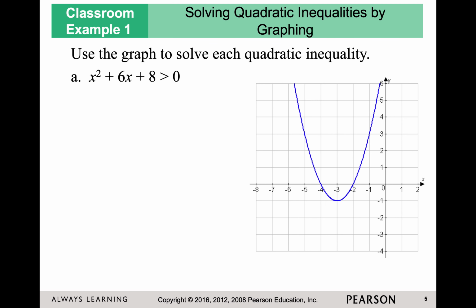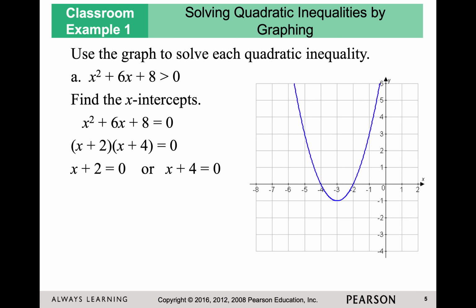If I'm looking at a graph and I want to solve a quadratic inequality graphically, I'm asking myself, where is this value going to be greater than 0? The way I'm going to approach that is like solving if it was equal to 0. I'm going to find the x-intercepts. I can do that by factoring, the quadratic formula, or completing the square. This does factor, so I get my x-intercepts are -2 and -4. Which should make sense because they're right here.